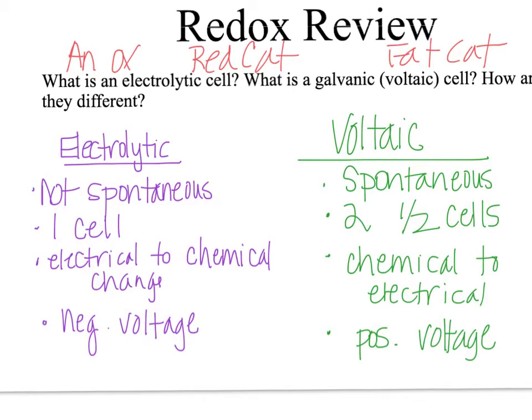A voltaic cell has two half cells. Basically, each half reaction is going on in its own cell, or if we were to do it in the lab, it'd be going on in its own beaker. With the electrolytic, because we are supplying the battery source, it takes electrical energy and makes a chemical change out of it. Or in the case of the Penny, we did a physical change, and then chemical change to electrical for a voltaic. And then an electrolytic is negative voltage, and a voltaic cell will produce a positive voltage.